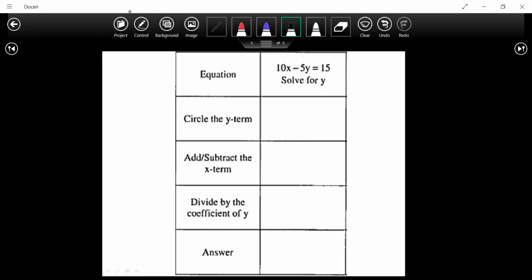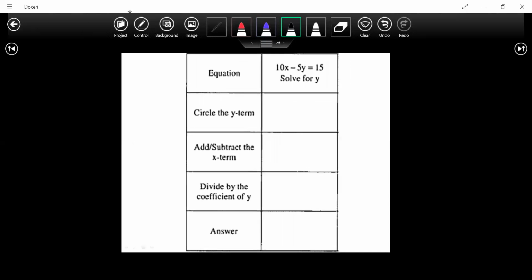So we're going to look at these. If you follow this kind of pattern as well, this works the same way. Circle the y term, add or subtract out the x term, divide by the y coefficient, and then that's your answer.